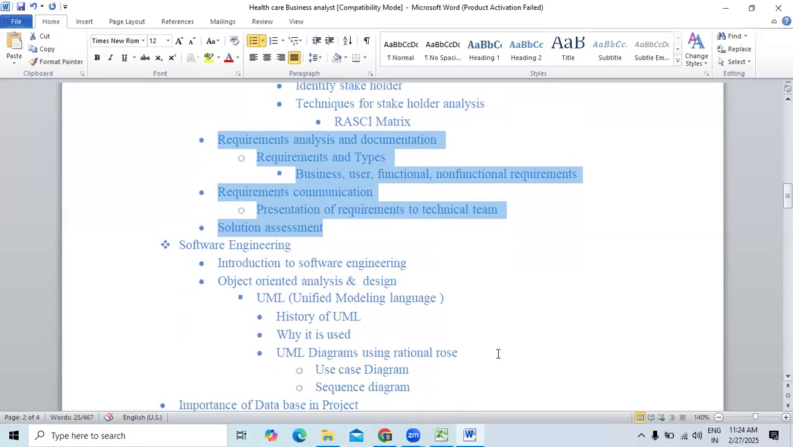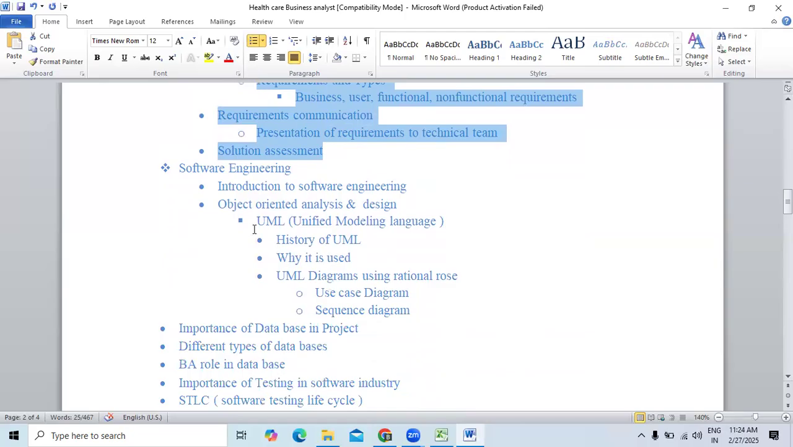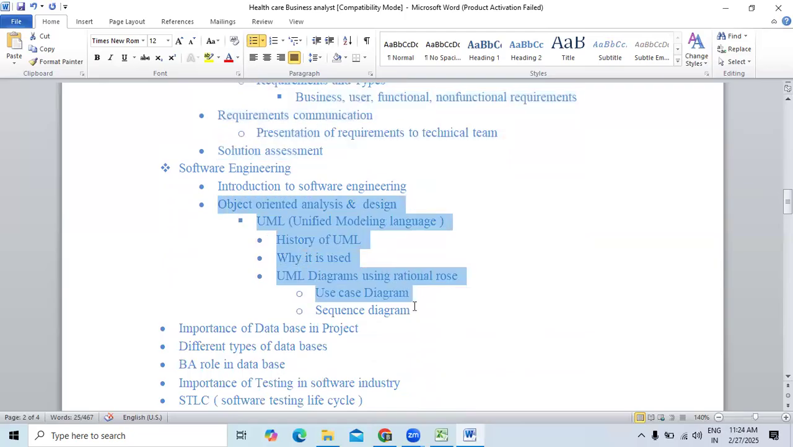Next, you need to translate the requirements into visualized format, because everything cannot be explained in a diagram format. If I want to explain something, visual representation is important. So for that, we use UML, object-oriented model, right? So UML use case diagrams, sequence diagrams we prepare. That you must be knowing.